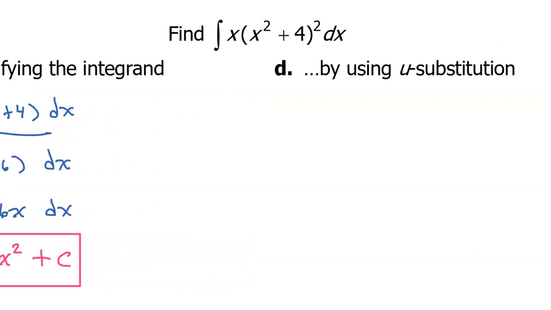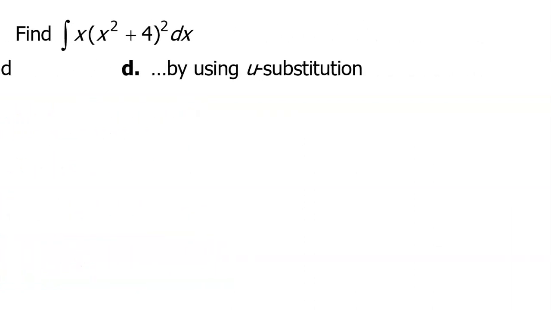Let's solve this same integral again, this time by u-substitution. So what do I see that's inside of something? I see the x squared plus 4 that's being squared. So my guess will be, let's let u equal x squared plus 4 and kind of see what happens. In that case, u prime is going to be 2x. So let's rewrite the integral, making that substitution. I have x times u squared.